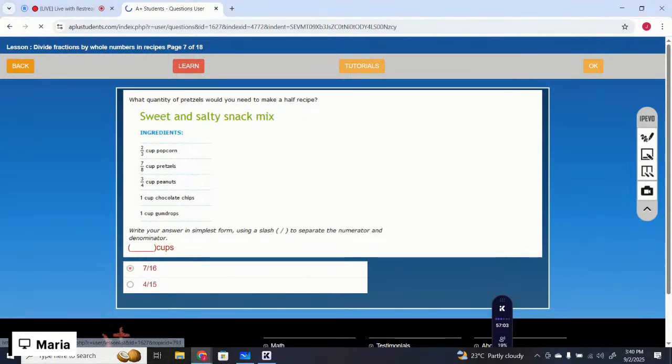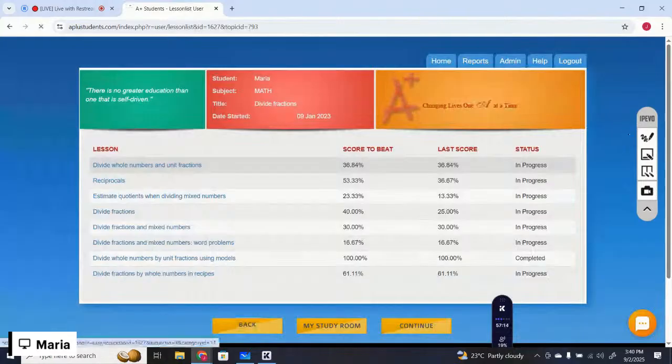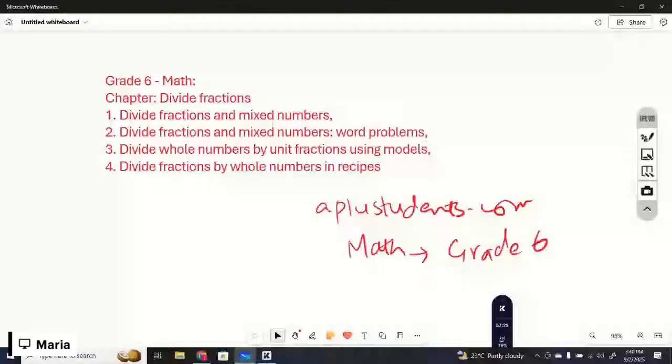Okay, you can complete the lesson today. So we were working on grade 6 math. The chapter we were working on is divide fractions. Divide fractions and mixed numbers. Divide fractions and mixed numbers word problems. Divide whole numbers by unit fractions using models. Divide fractions by whole numbers in recipes.